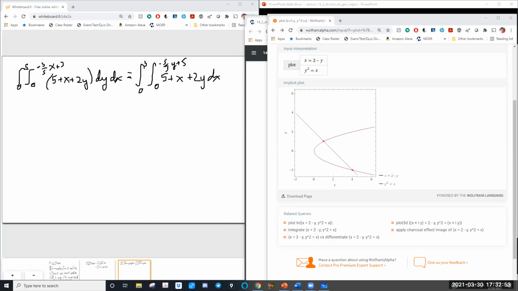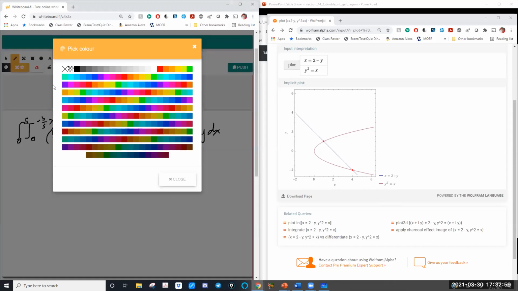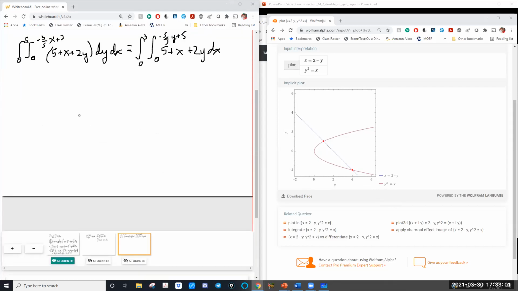So if I'm going to do this one, and let me change colors just so you know that I'm doing this one now, I'm going to have my function in there. I'm not worried about the function right now. And I'm going to go left to right first. So I'm going to do dx first. That means I need my limits in terms of y. My lower limit is the left.